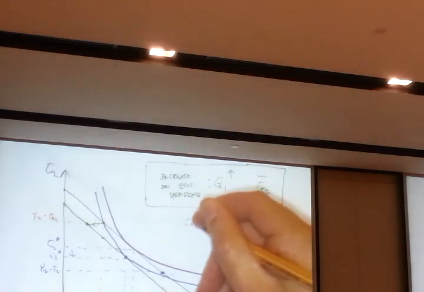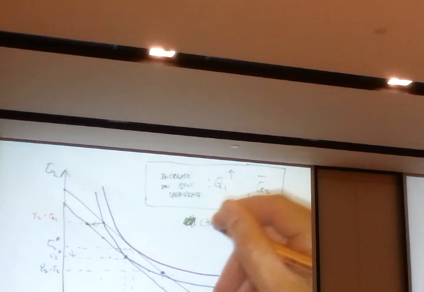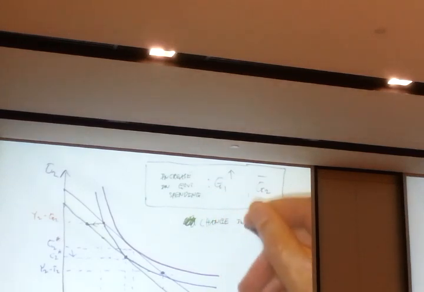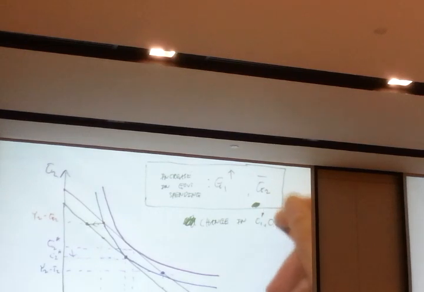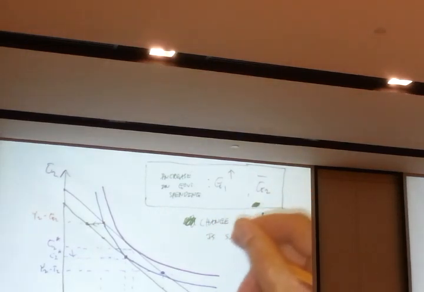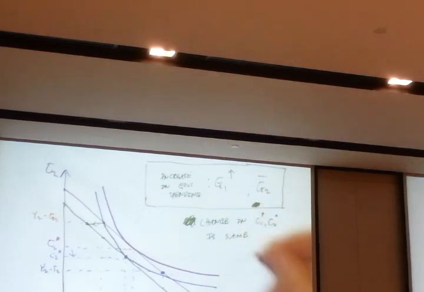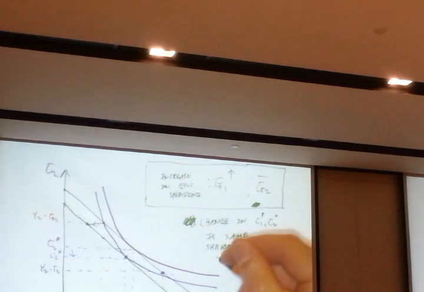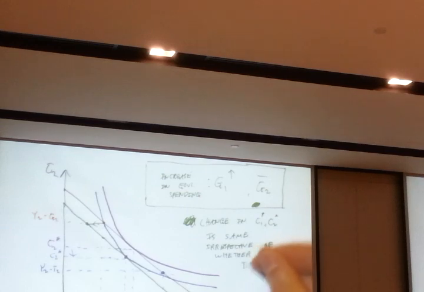So the change in C1 star, C2 star is the same irrespective of whether it's taxes up or borrowing up. Borrowing, of course, means future taxes.